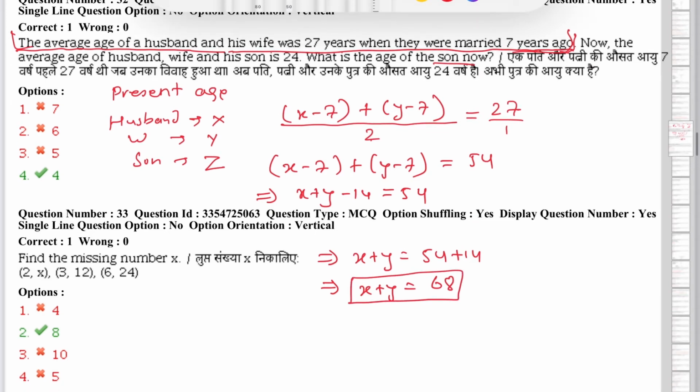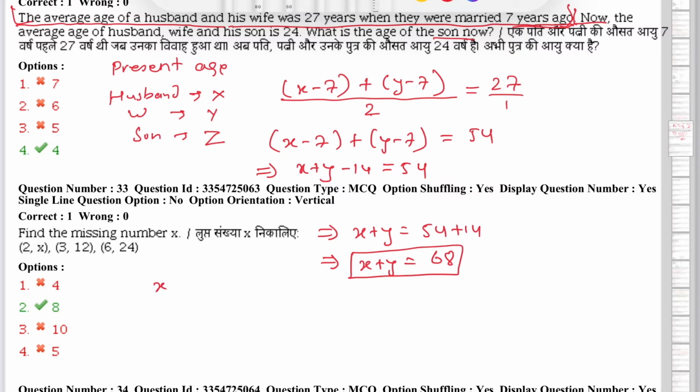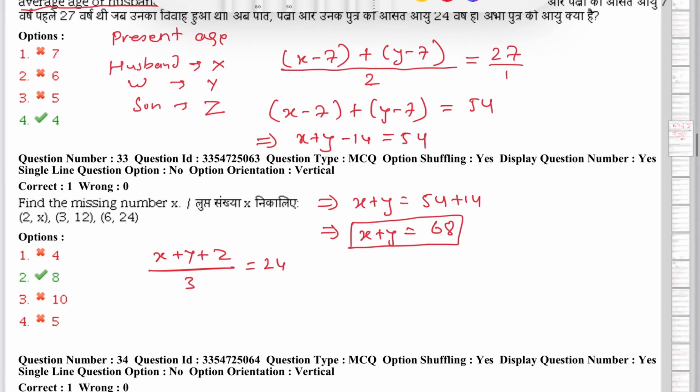Now the second sentence: the average age of husband, wife and his son is 24. Now this means at present. We know the present ages we have considered as X, Y and Z. So the average age at present is X plus Y plus Z divided by 3 is equal to 24. This is the equation for this sentence. What we know is X plus Y is 68, so we can put the value directly over here. So 68 plus Z upon 3 is equal to 24.